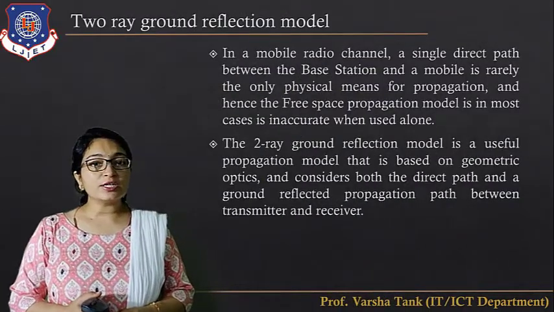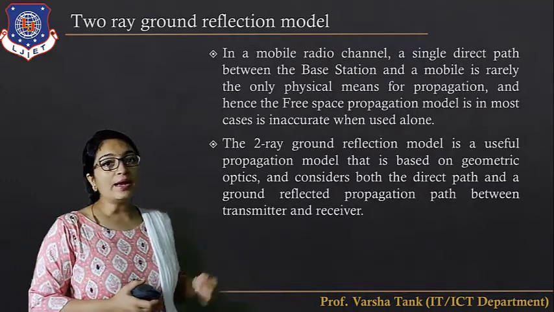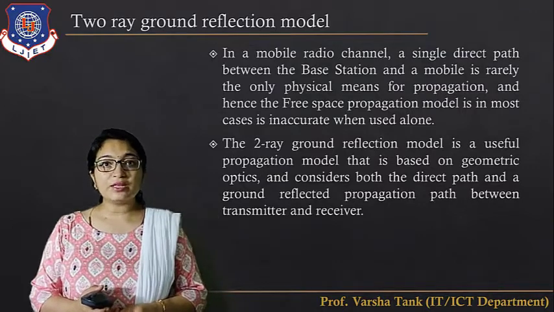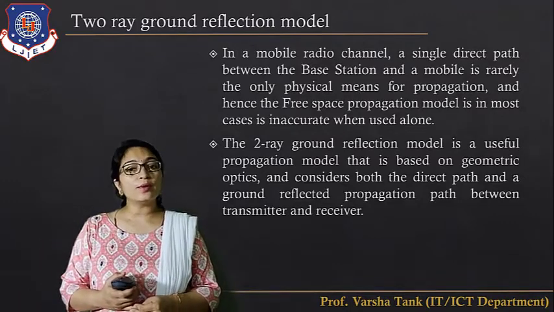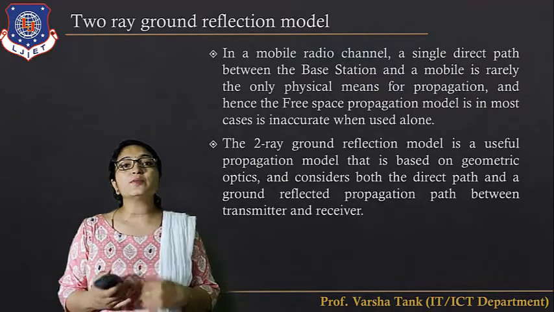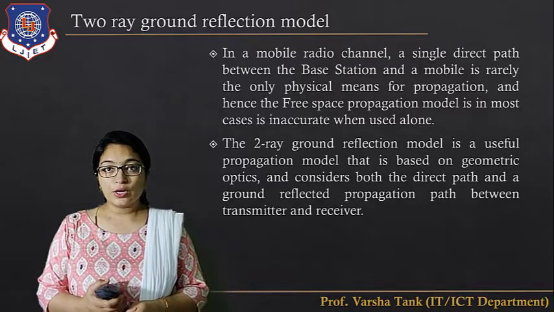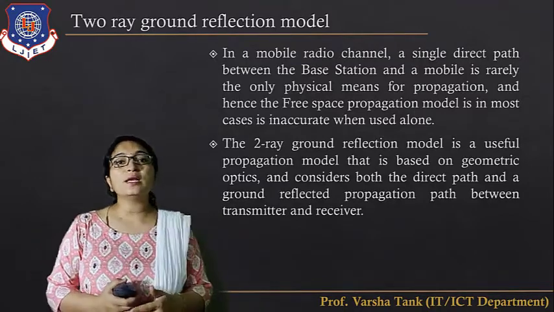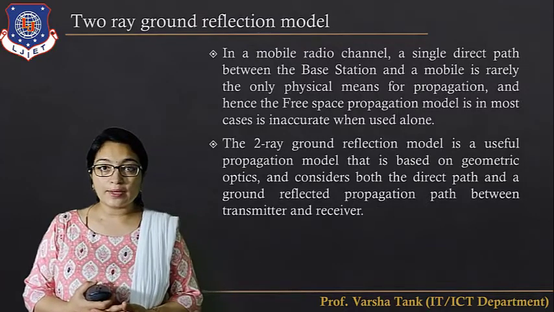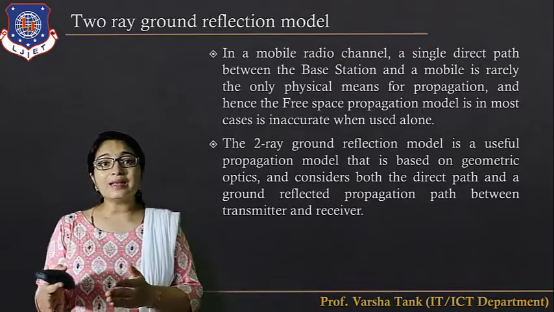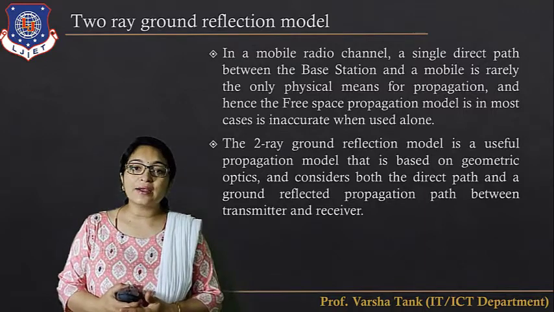Now, based on reflection, let's see the two-ray ground reflection model. In a mobile radio channel, a single direct path between the base station and the mobile is rarely the only physical means of propagation, and hence the free space propagation model is in most cases inaccurate when used alone. So the two-ray ground reflection model is useful in such cases. It is a propagation model based on geometric optics that considers both the direct path as well as the ground reflected propagation path between transmitter and receiver.